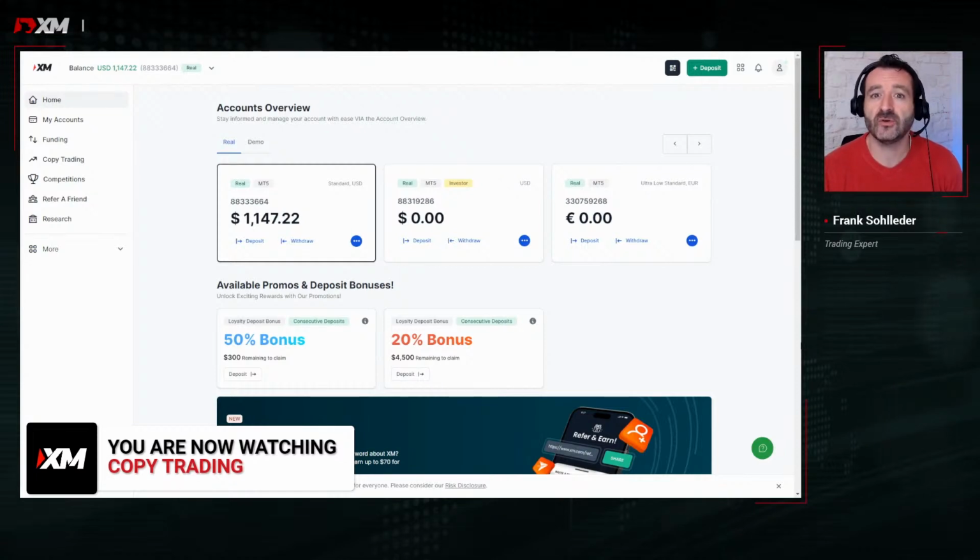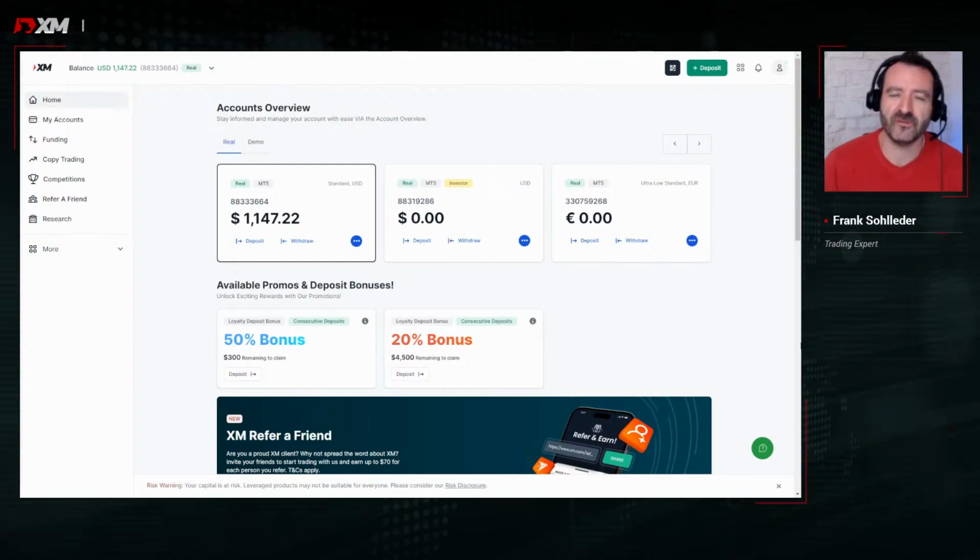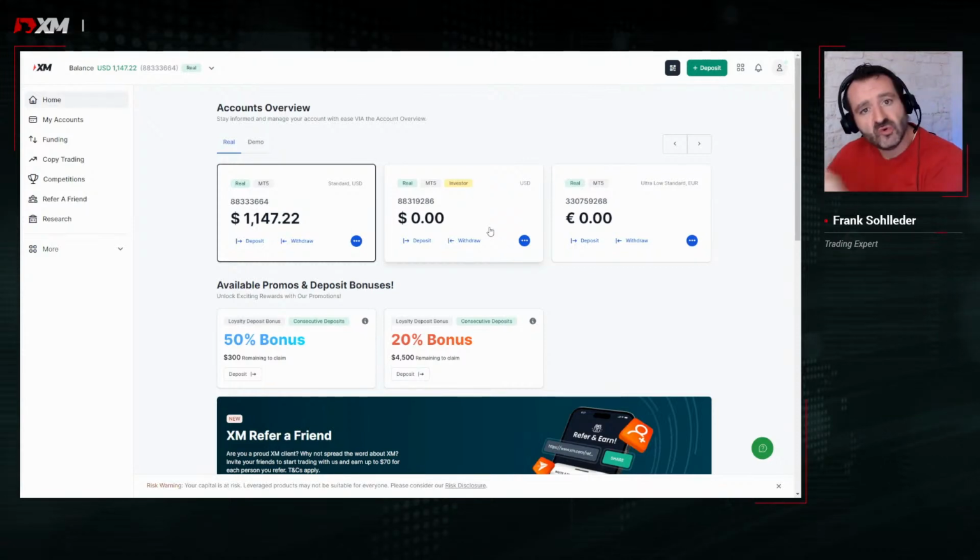Some content about copy trading. So maybe let's clarify a few things first. What's copy trading about? Actually, copy trading means that you have a trading account at XM Global, and you also have an investor account, for example. With that investor account, you can copy strategies onto your trading account.